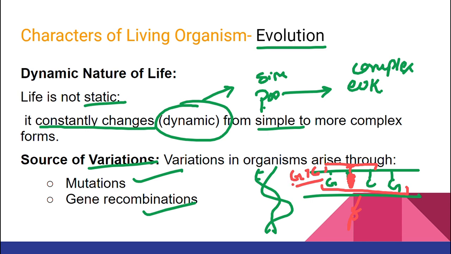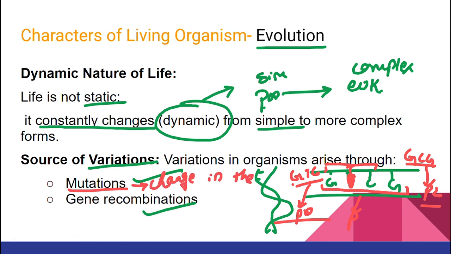Okay, so previously GTC was making protein 1, but now you were roaming around in the sun, so UV rays have manipulated your DNA. So now the sequence is going to be GCG. It is going to make protein 2. Is protein 1 similar to protein 2? No, both are different. So how does this happen? This is mutation. Mutation is nothing but change in the DNA sequence.